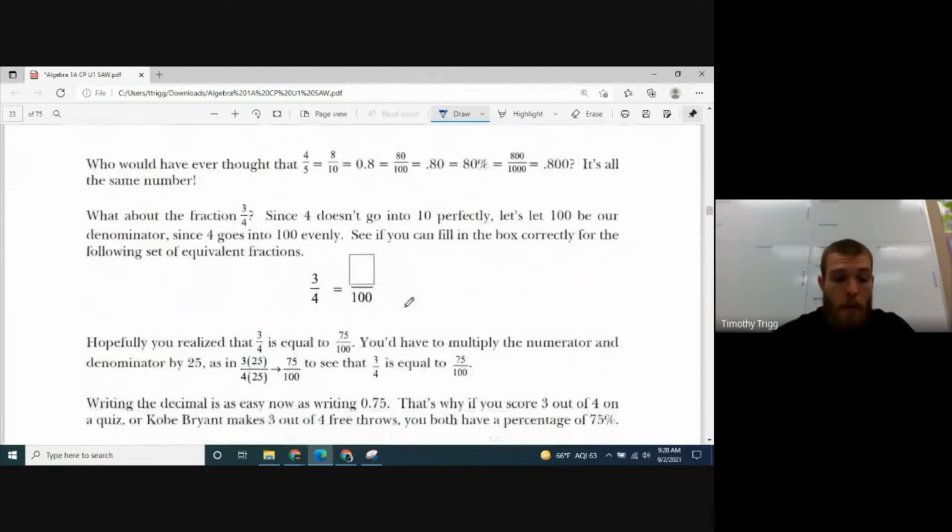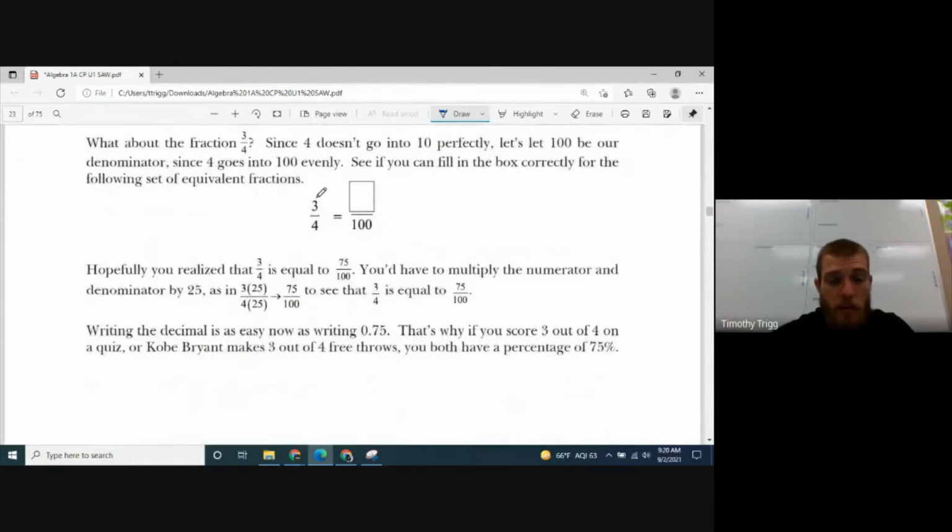Okay. Let's go on to this example here. So here I've got 3 out of 4. And I want to make it out of 100. So I want to figure out 3 out of 4. How do I make the denominator out of 100? Well, what would I multiply by to get to 100? So 4 times what would give me 100? Well, it'd actually be 4 times 25. So 4 times 25, that gives me 100.